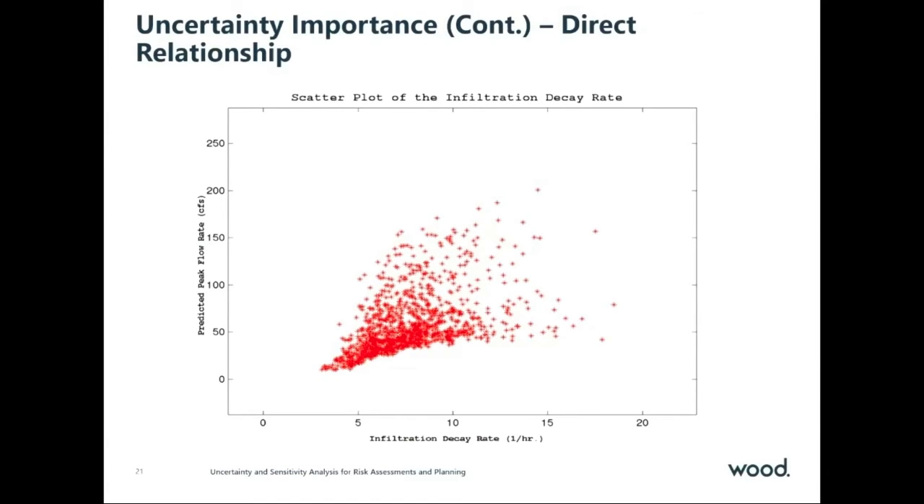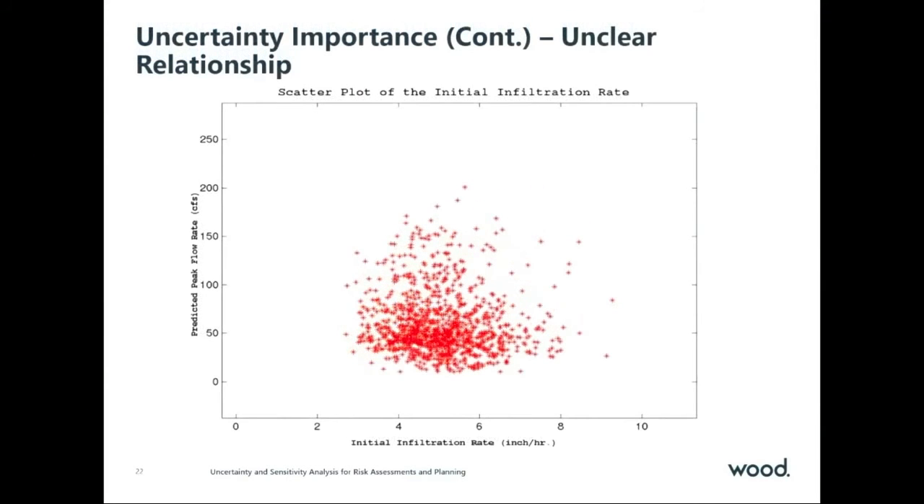And from the infiltration equation, we saw before that for a certain time, a higher decay rate means a lower infiltration rate. So less water infiltrates into the ground, and we have a higher overland flow. So it makes sense that the more decay, the higher Q. Another example here is the relationship between initial infiltration rate and Q, and the relationship is completely unclear. So you don't have either an inverse or direct relationship.